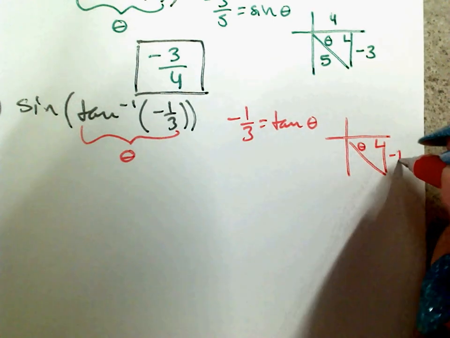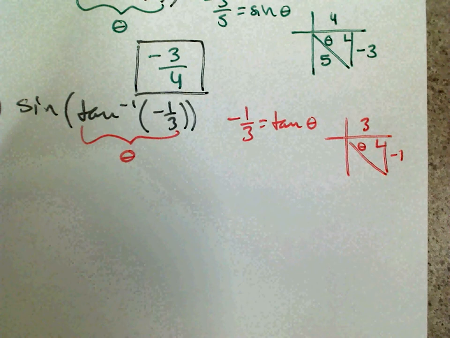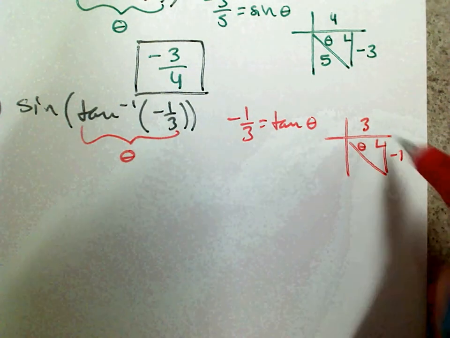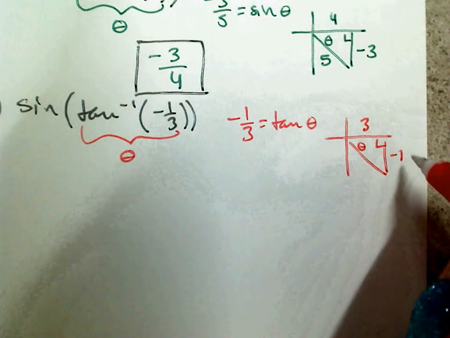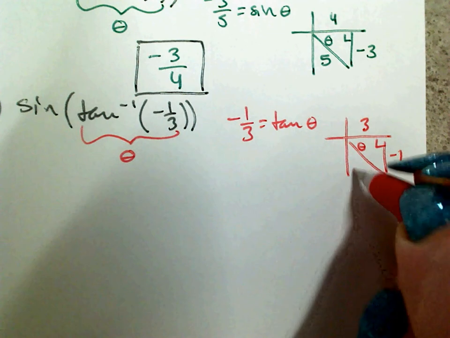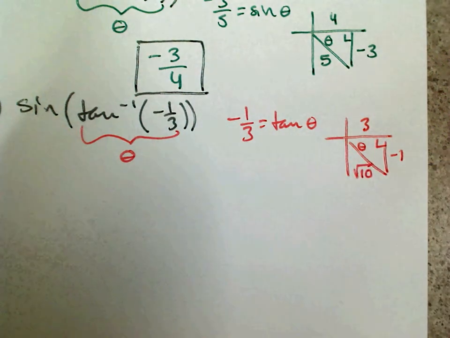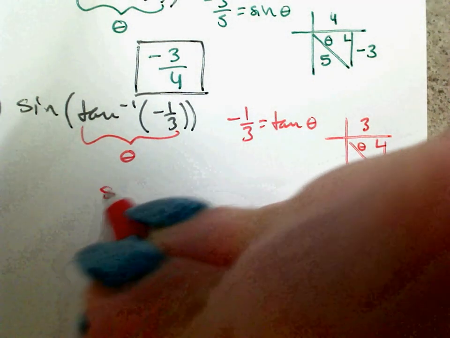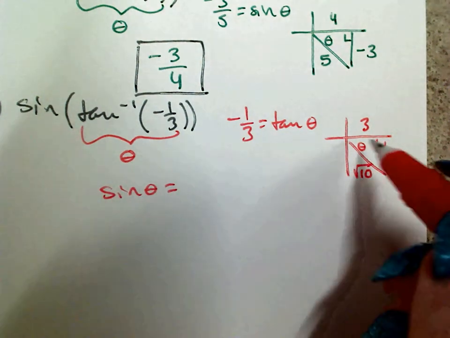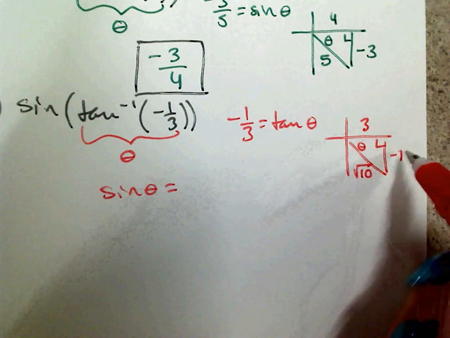So I've got a squared plus b squared. 3 squared is 9. -1 squared is 1. So 9 plus 1 is 10. So this is the square root of 10. And then the question is, what is sine of that angle? So sine of the angle is opposite over hypotenuse. So -1 over the square root of 10, or -√10 over 10.